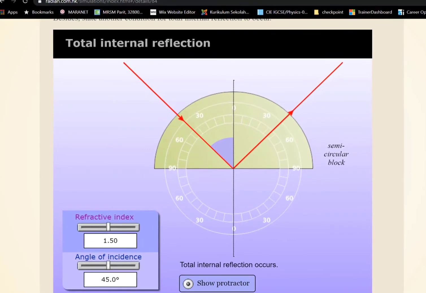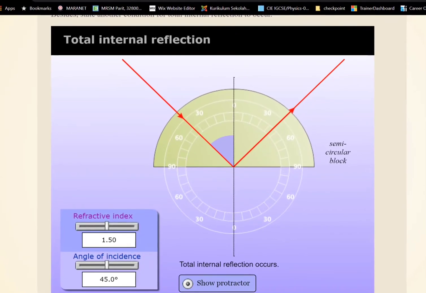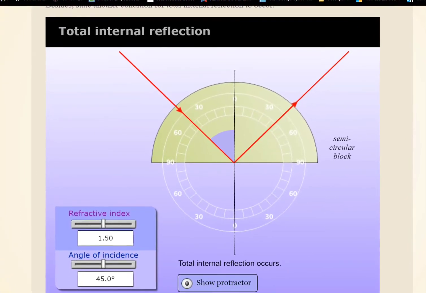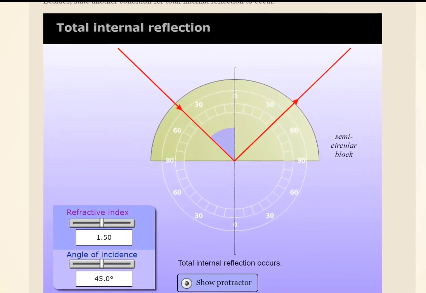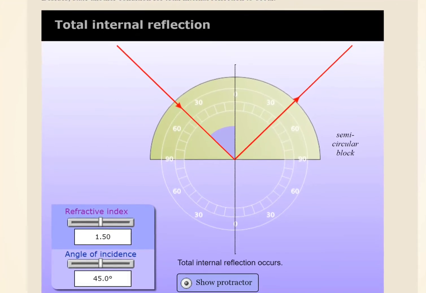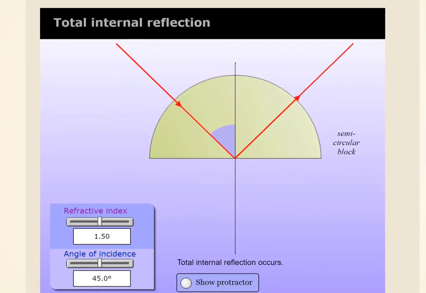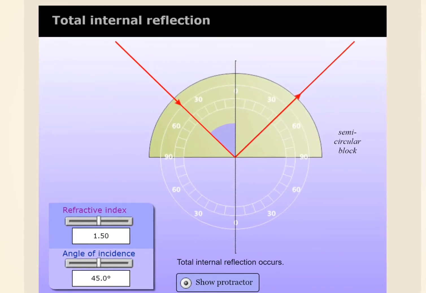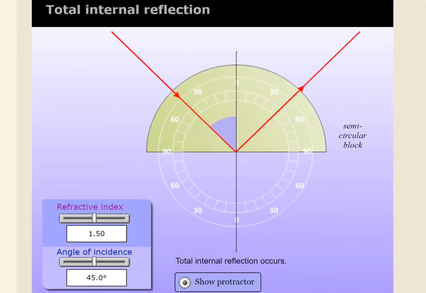You might need a ray box, a glass block, white paper, pencils, and a protector. Let me just remove the protector. This is an example of a protector, the round sheet. Now, let's start.